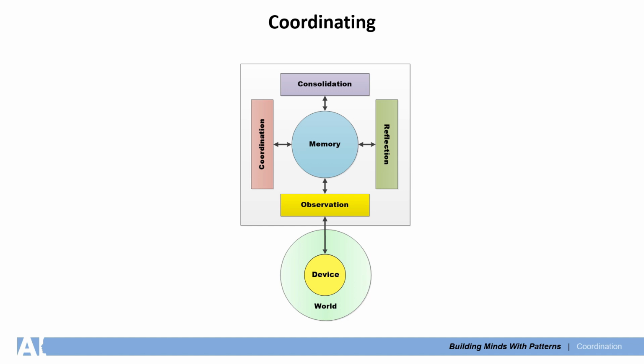world. We also see there are coordination components which update the memory with new inferences. The reflection components are responsible for changing the overall behavior of the system. And finally, the consolidation components are responsible for ensuring that the memory does not exceed its available capacity.